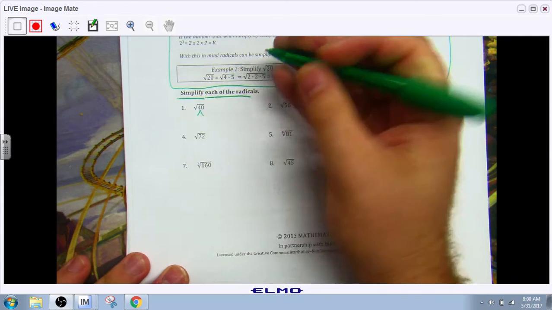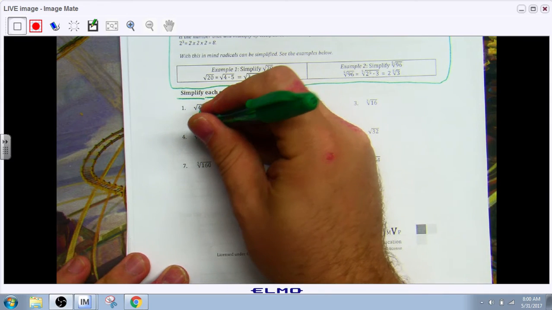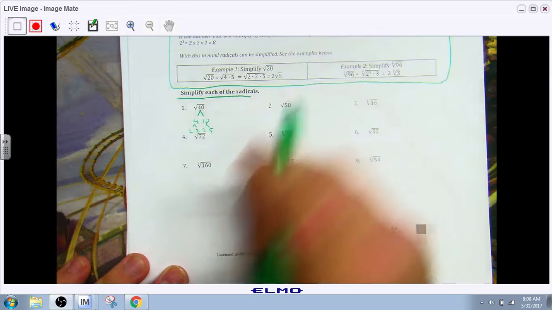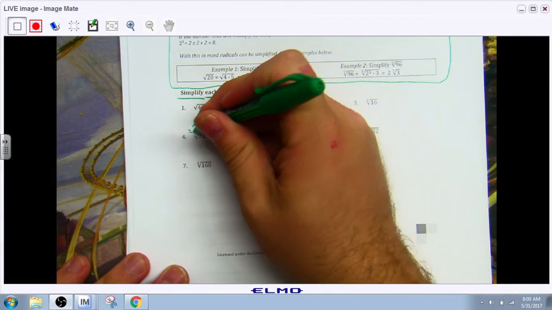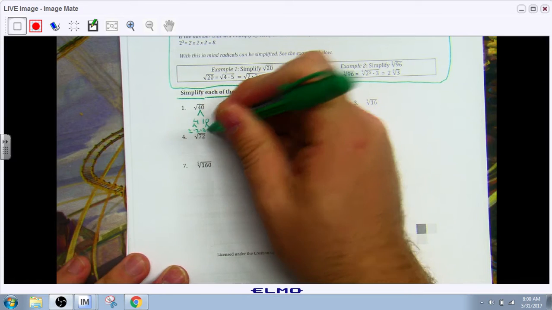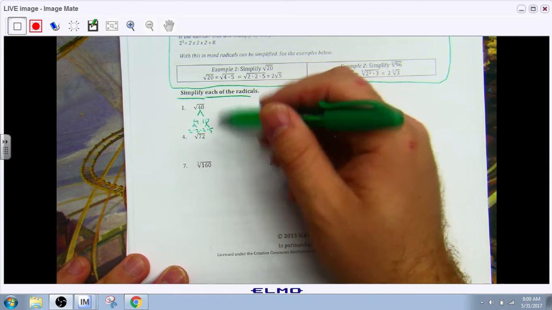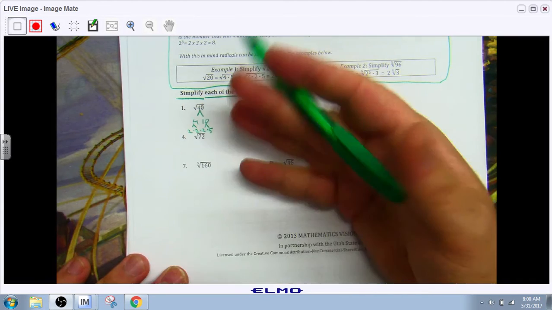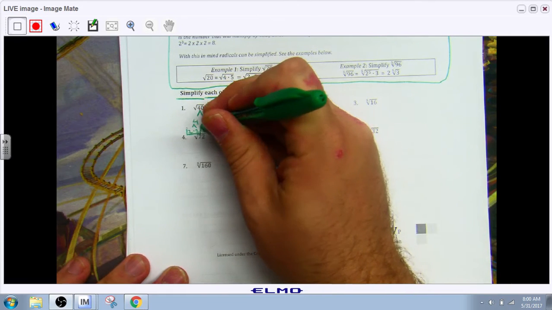40 immediately in my brain becomes 4 and 10. 4 is 2 and 2, and 10 is 2 and 5, right? So another way I could write 40 is 2 times 2 times 2 times 5. So then I need to square root this. And what is a square root thing? That means I take out anything that's a number times itself. What do I have being multiplied by itself? I have a 2 and a 2 right here.